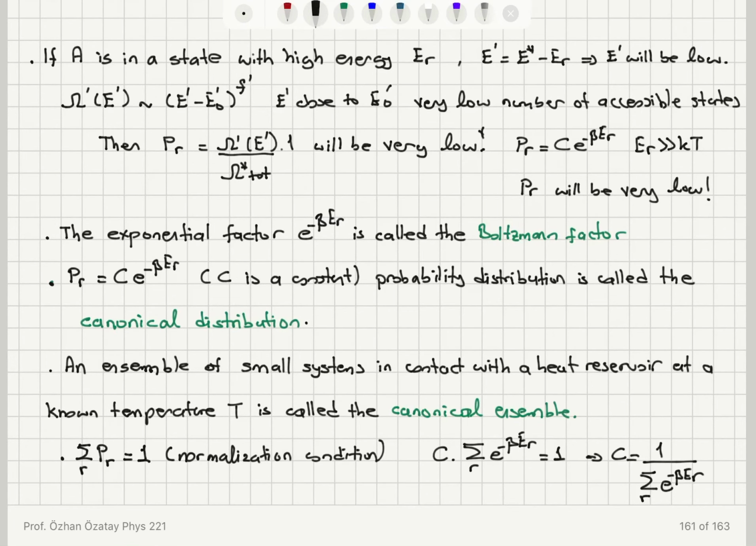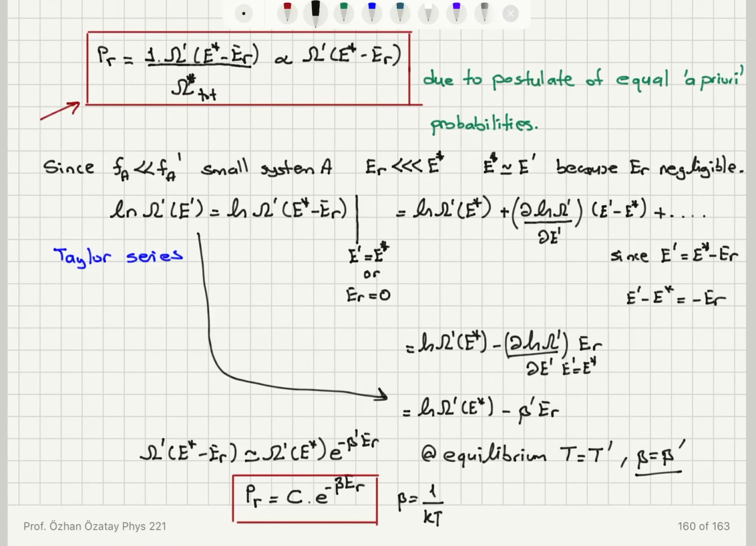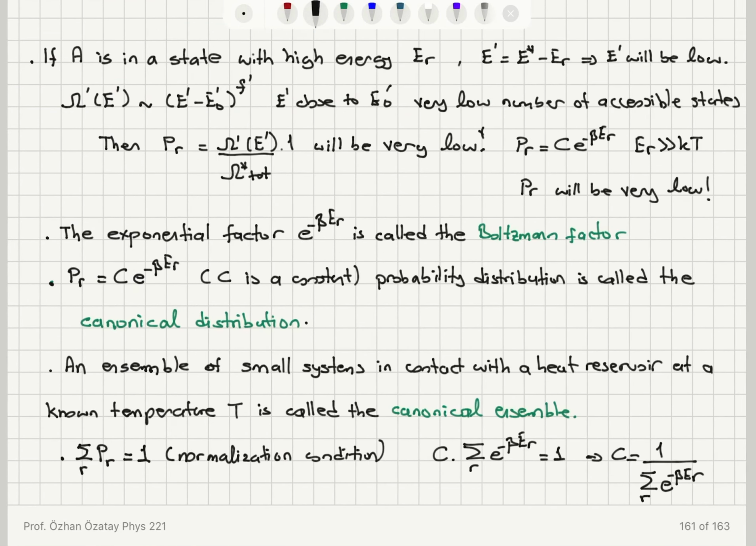If A is in a very high energy, this probability distribution tells me that the probability of having this scenario is very low. If A has very high energy, then A prime has very low energy. The number of accessible states to A prime is very low. The probability omega prime divided by omega star total will be very low. So that's consistent. The exponential factor e to the minus beta E r is called the Boltzmann factor. The distribution that we obtain is the canonical distribution. And to statistically evaluate these probabilities, if you form an ensemble of such small similar systems in thermal contact with the heat reservoir, you get a canonical ensemble.